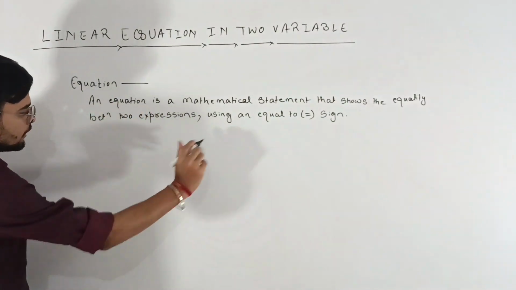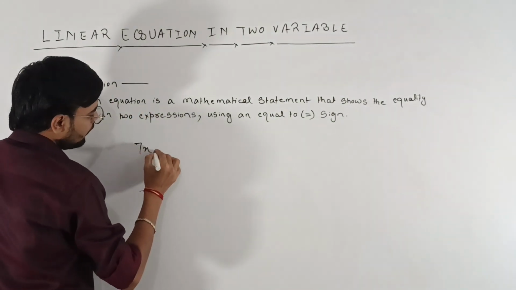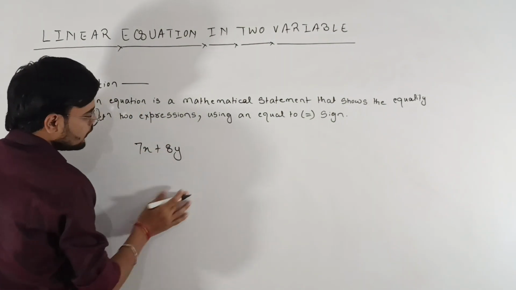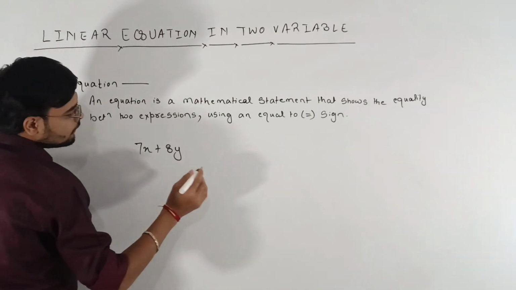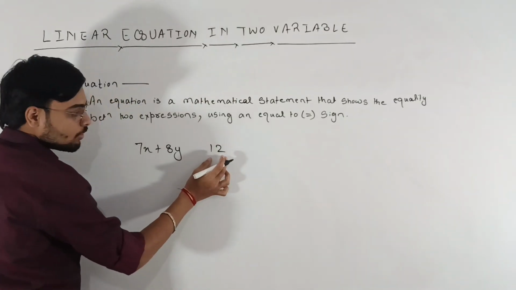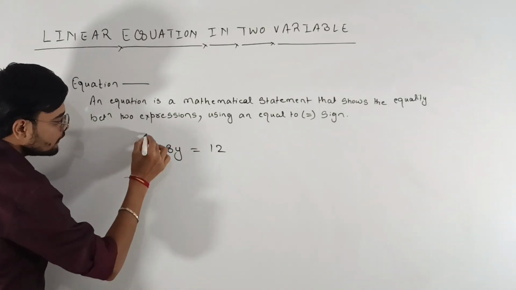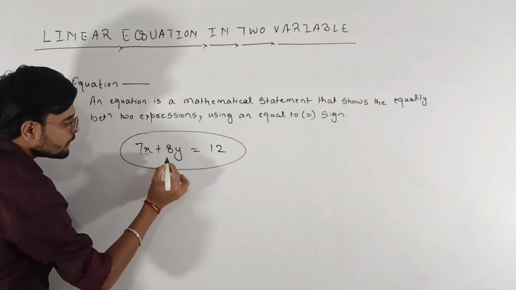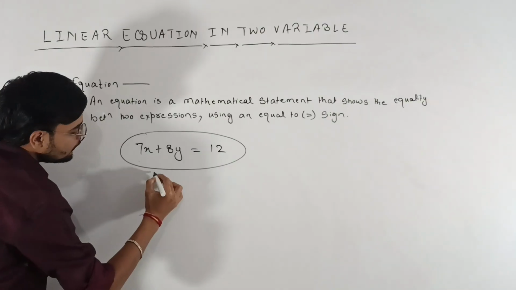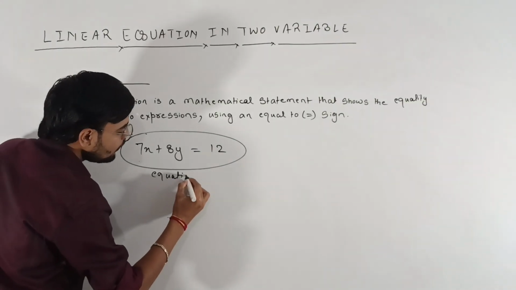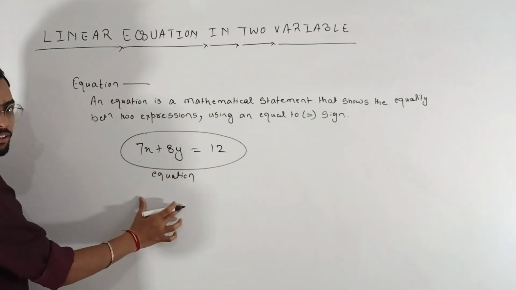Let's suppose one example. Suppose 7x plus 8y, this is my algebraic expression, and 12, this is my constant value. If I put an equals to sign between these two, then this whole statement, 7x plus 8y is equals to 12, is called an equation.